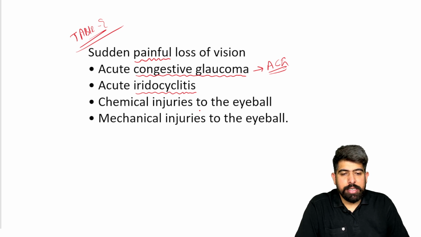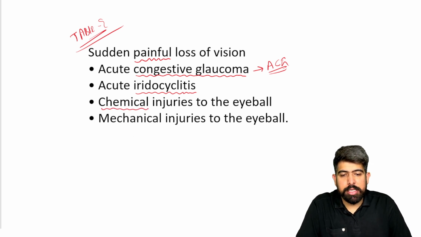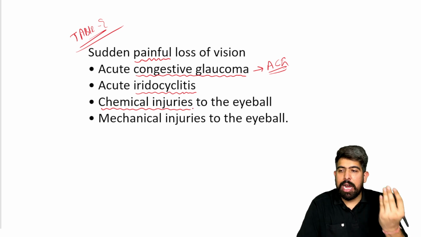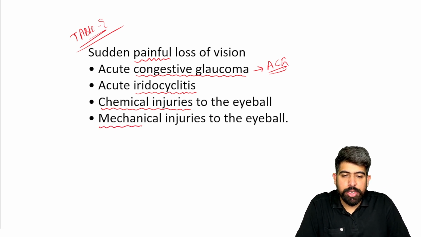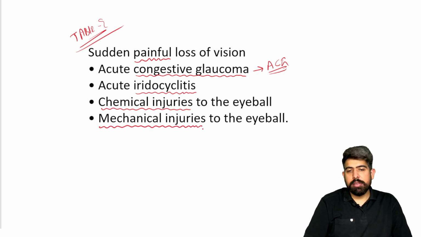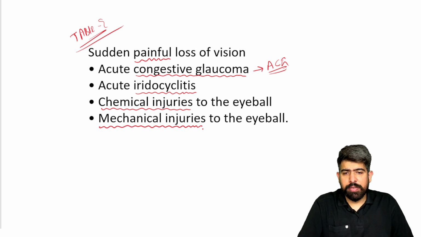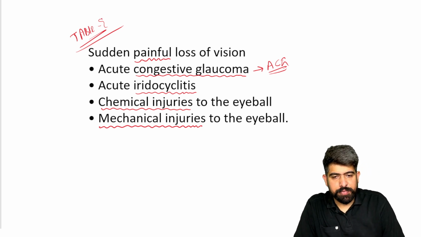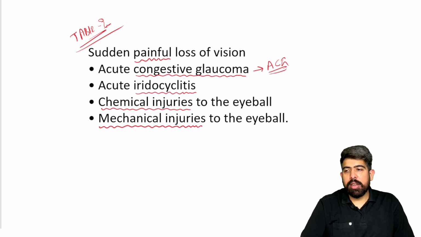And now you can see, maybe there is some chemical injury. Maybe some chemical is splashed into the eye of the patient, or maybe any kind of mechanical injury also. Please remember, with mechanical injury the patient will be facing what? Sudden painful loss of vision. So these two tables will surely get you 1 mark out of these two tables.